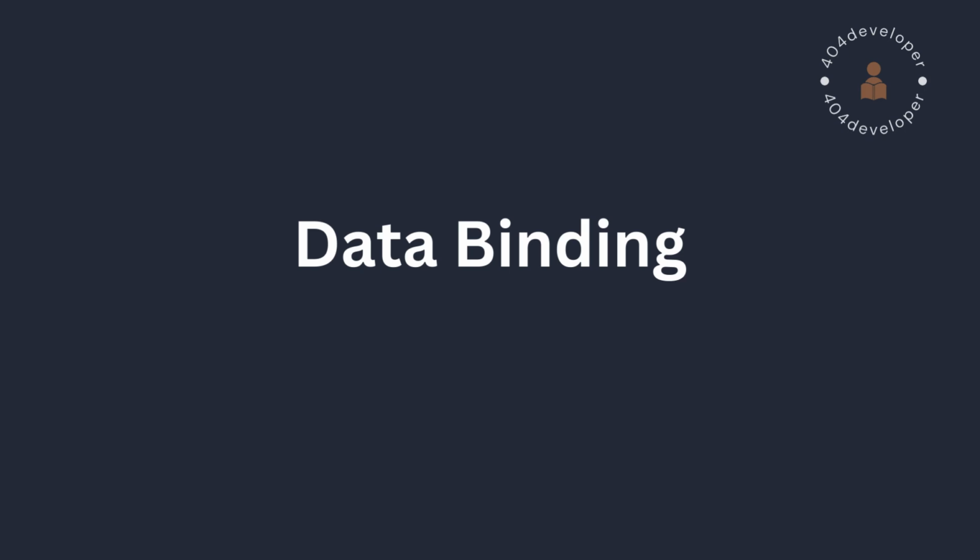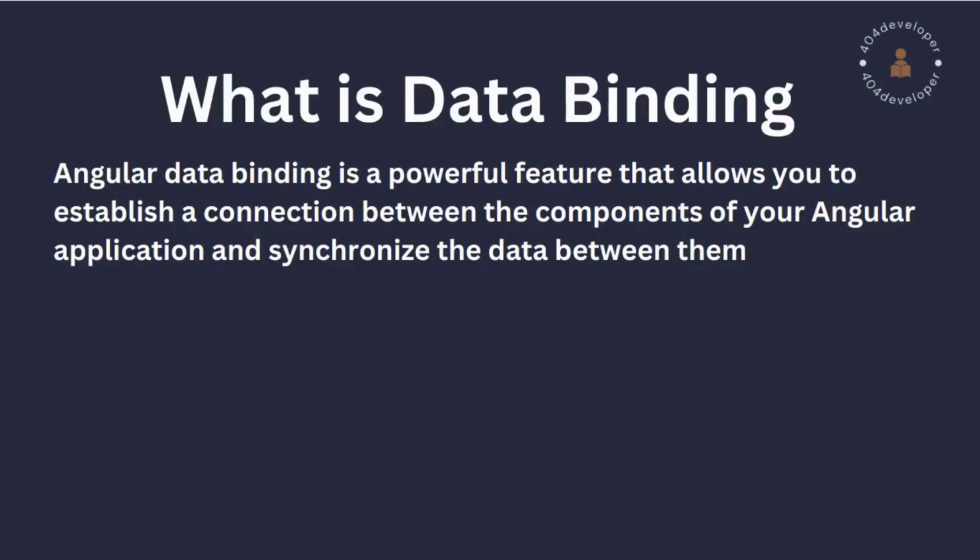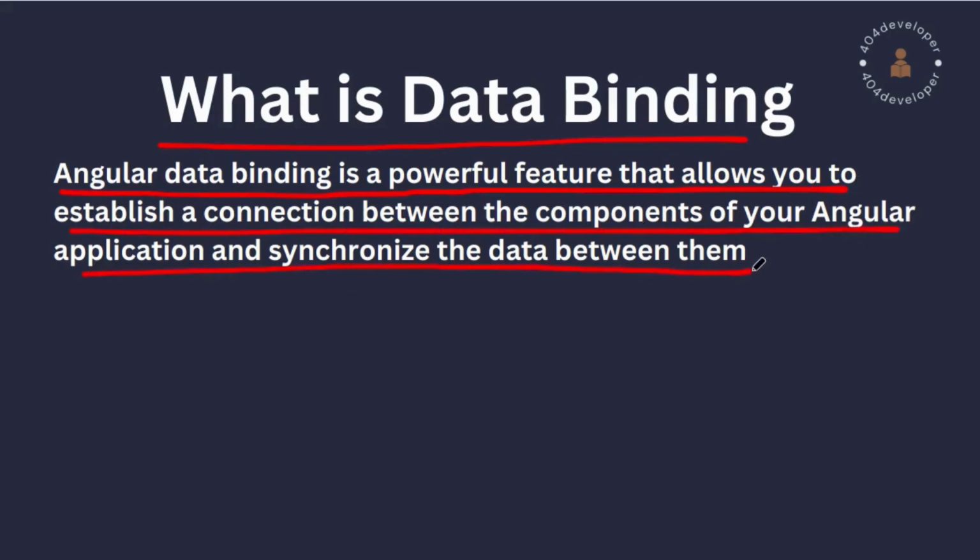Today, in this lecture, we will talk about what is data binding and what are the different types of data binding available in Angular. Let's see what is data binding. Angular data binding is a powerful feature that allows you to establish a connection between the component of your Angular application and synchronize the data between them.